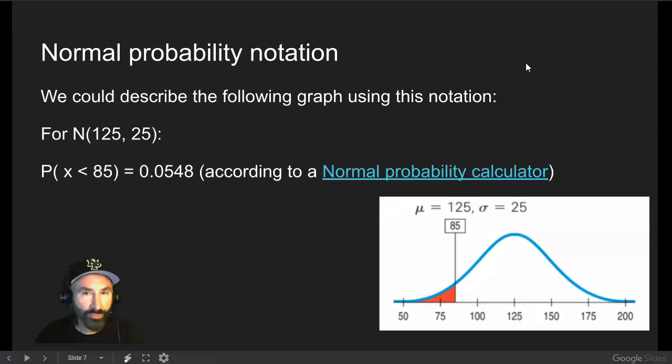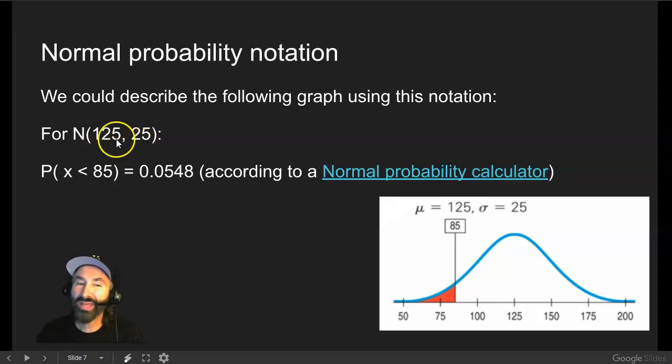Now, in the real world, z's don't just fly at us. In the real world, mostly we're looking at values of things like the weight of a person or the height of a person, or things like that. And so for that reason, usually we're dealing with x values. Now, here's some additional notation. When you see N with parentheses and two numbers inside, the first number usually stands for the mean, and the second number usually stands for the standard deviation.